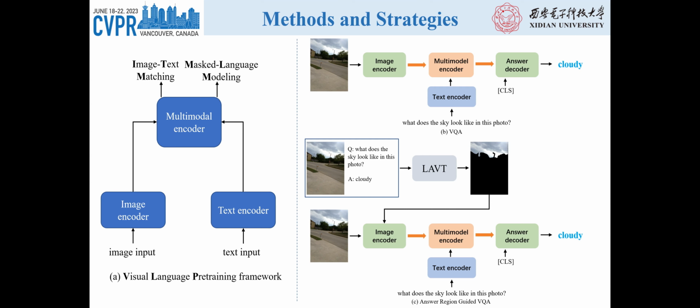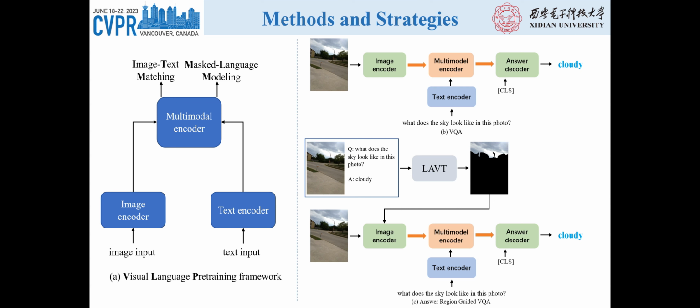However, since the input of the image encoder is a whole image, this introduces some irrelevant information. A common method is to extract objects from the image through a pretrained detector, but it identifies all possible objects in the image, and some of them might not be relevant to the text. Thus, we propose Answer Region Guided VQA.